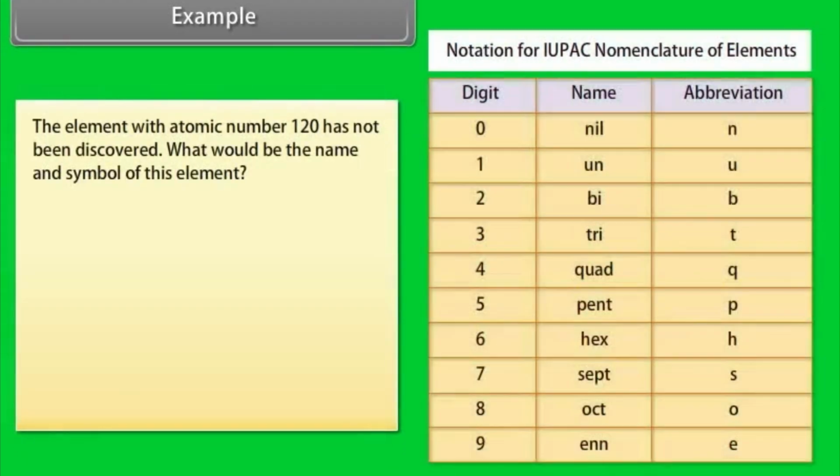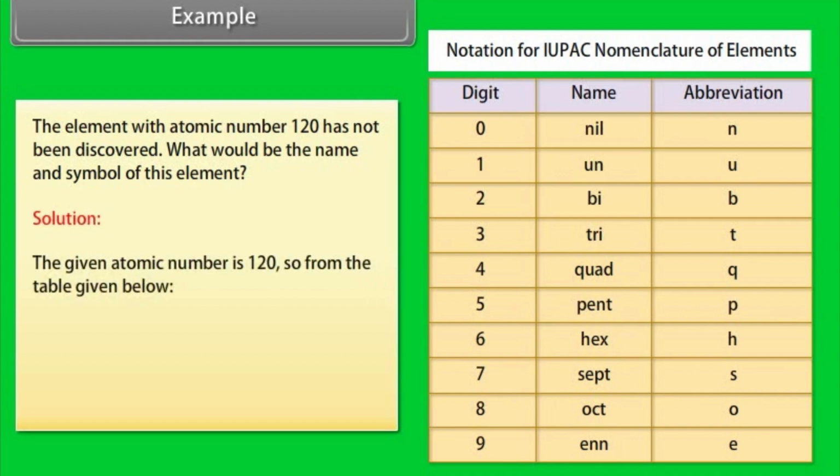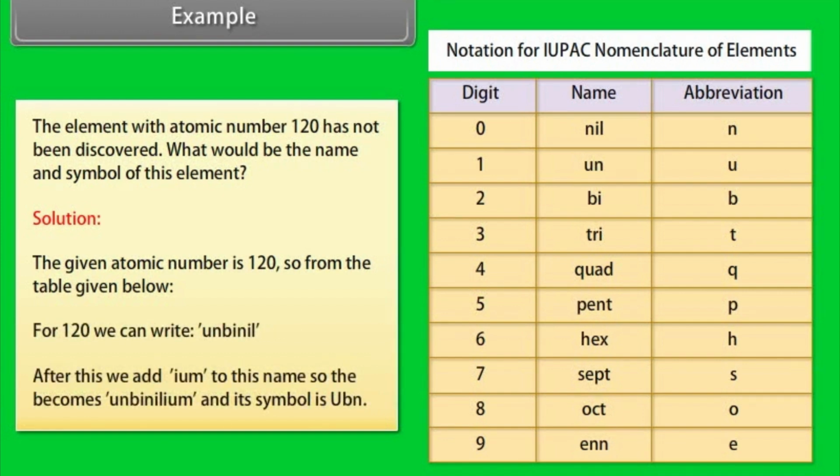Example: the element with atomic number 120 has not been discovered. What would be the name and symbol of this element? Solution: the given atomic number is 120, so from the table given below, for 120 we can write unbenyl. After this, we add -ium to this name, so it becomes unbenylium, and its symbol is Ubn.